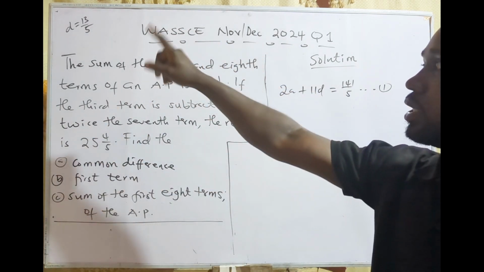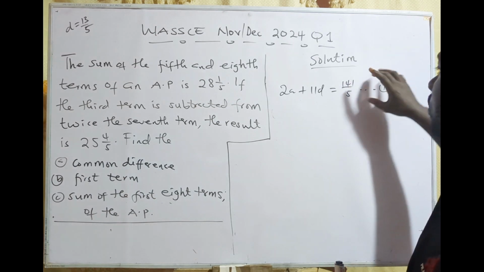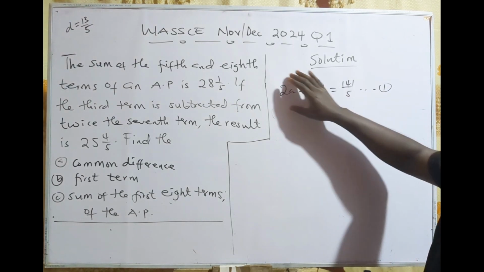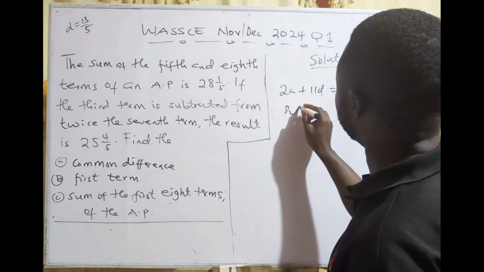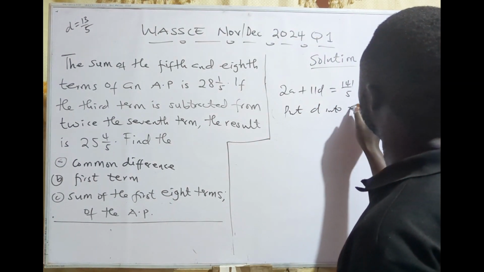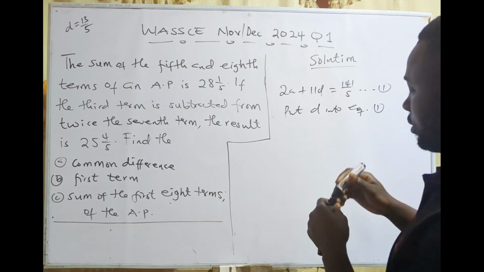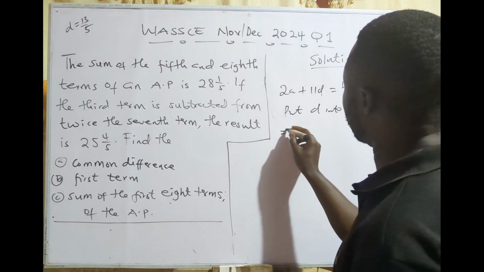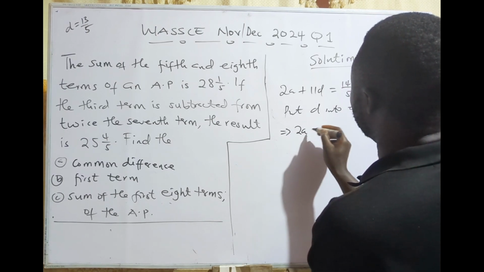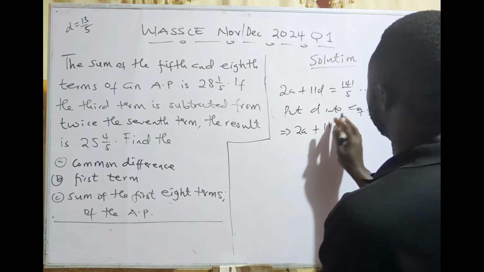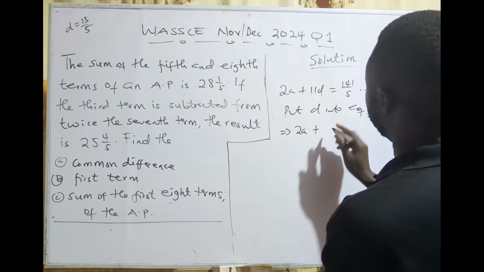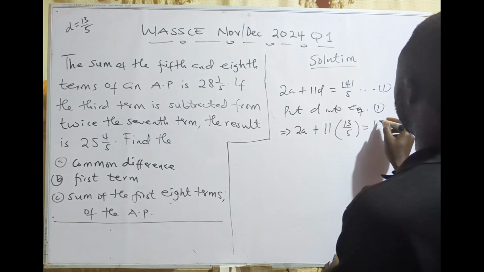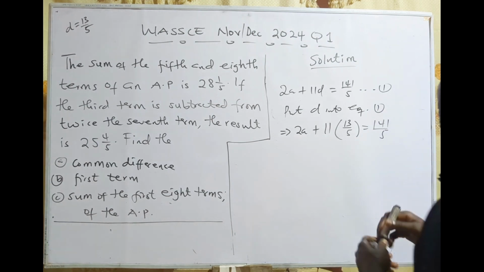We have to substitute the d into this particular equation so that we can find the a, which is the first term. Okay, so we are going to do that. Put d into equation 1. Equation 1 will be 2a plus 11 multiplied by 13 on 5 equal to 141 on 5.